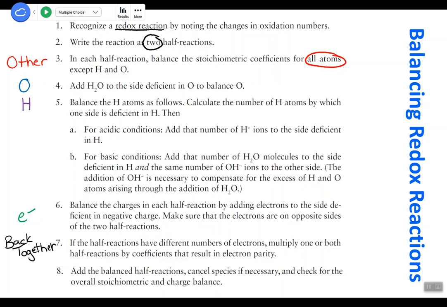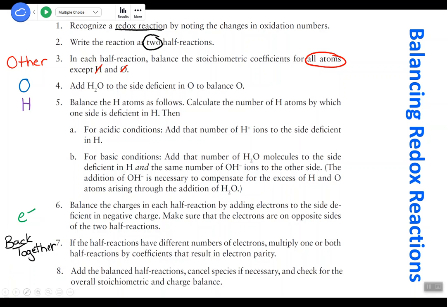So once we have these two half reactions, balance everything that's interesting. Basically, all the atoms by inspection: 2 iron atoms, 2 iron atoms, 3 manganese, add a coefficient 3. Everything except hydrogen and oxygen. Those ones are a little bit more complex.